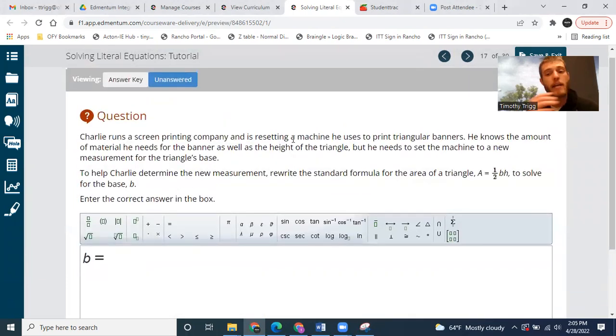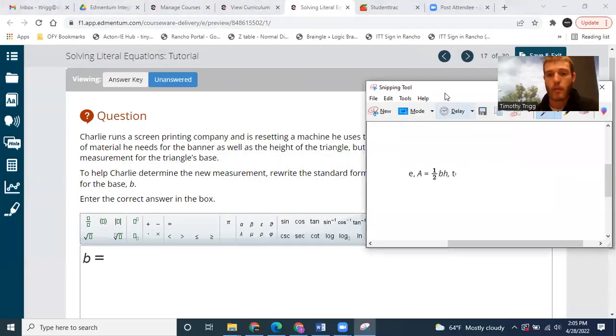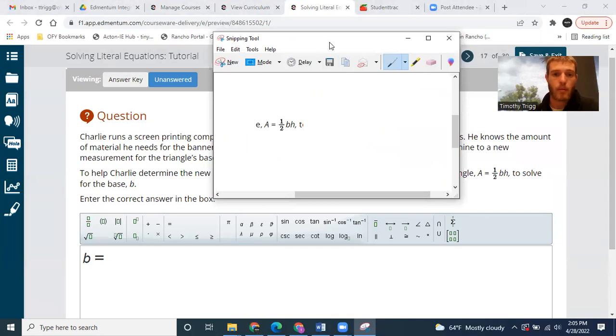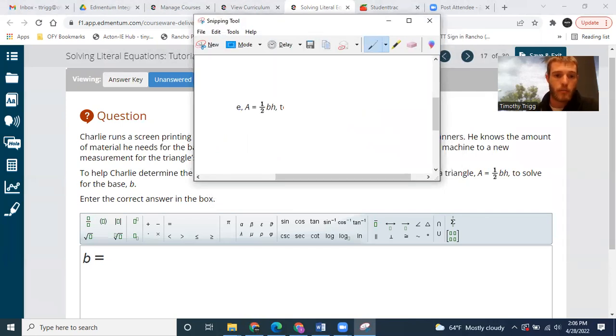Let's go ahead and go to page 17. Here we have this formula, A equals 1/2 B times H. We need to solve for the base, B. So we want to solve for B. We want to get B by itself.